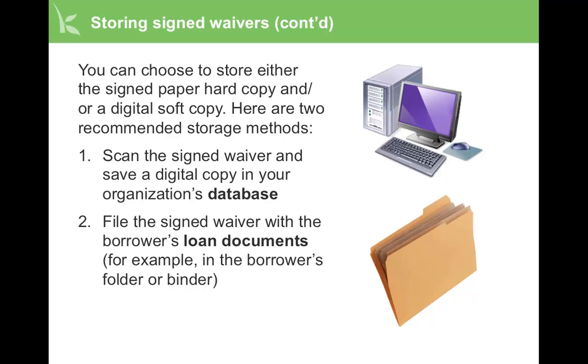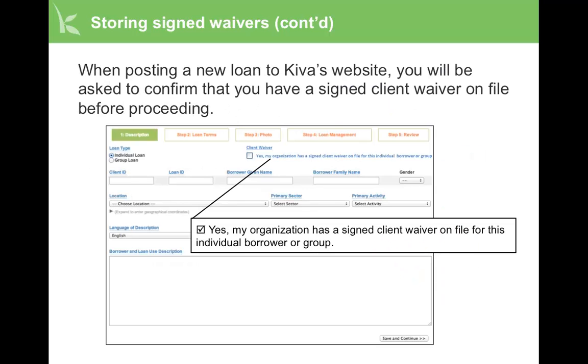You can choose to store either the signed paper hard copy and or a digital soft copy. Here are two recommended storage methods. 1. Scan the signed waiver and save a digital copy in your organization's database. 2. File the signed waiver with the borrower's loan documents, for example, in the borrower's folder or binder. When posting a new loan to Kiva's website, you will be asked to confirm that you have a signed client waiver on file before proceeding.